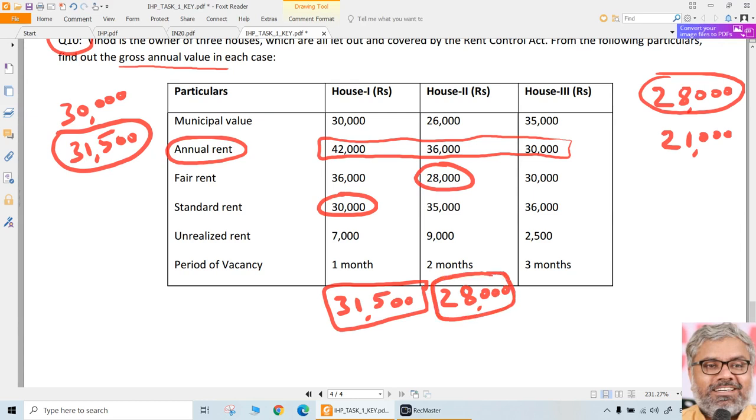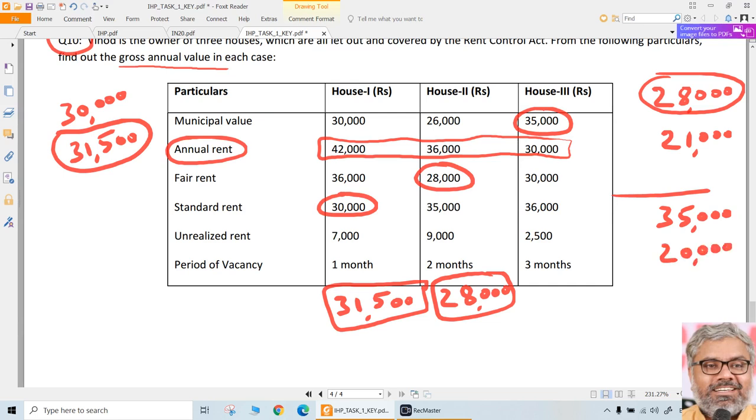Then house number 3, municipal value 35, fair rent 30, whichever is higher, so 35, 35 or 36, whichever is lower, so 35. So once again, 35,000 is the expected rent. Okay, no problem. Keep it aside. Then we have annual rent 30,000. Property was vacant for 3 months. So that 30,000 was for 12 months. How many months was the property given on rent? Only for 9 months. So 22,500 will be the actual rent receivable. From the 22,500, if you deduct 2,500, 20,000 is the actual rent received or receivable in this case.